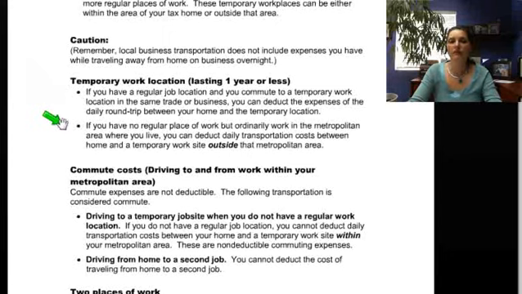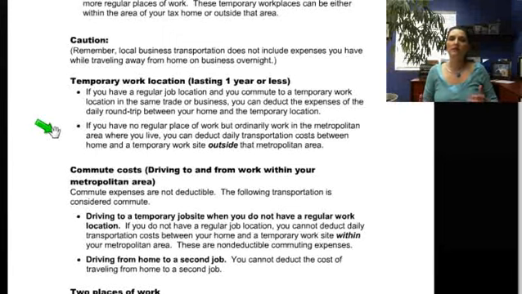If you have no regular place of work but ordinarily work in the metropolitan area where you live, you can deduct daily transportation costs between home and a temporary work site outside of that metropolitan area. An example of a profession where you would expect that a person has no regular workplace but does generally work in the metropolitan area would be, for example, a construction worker.